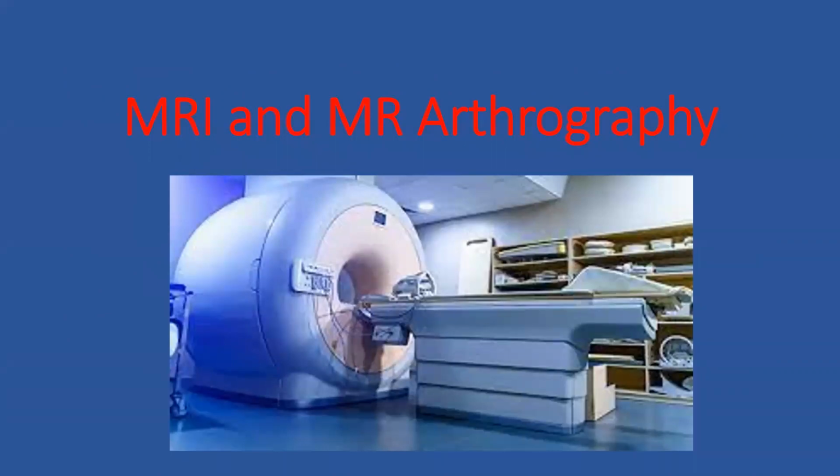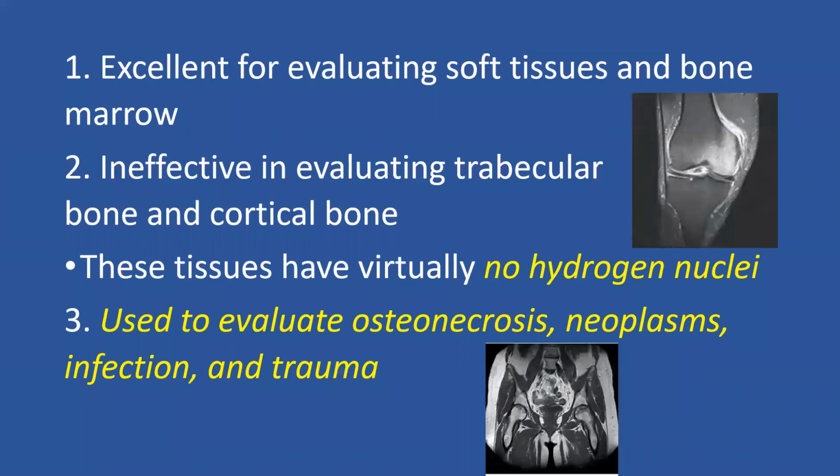MRI and magnetic resonance arthrography. We all know that MRI is excellent for evaluating soft tissues and bone marrow. It is ineffective. This is what I've stressed repeatedly. It is ineffective in evaluating trabecular bone and cortical bone. So this is very important.